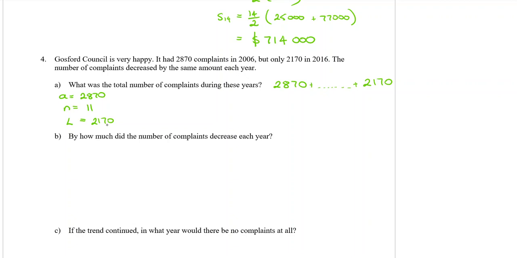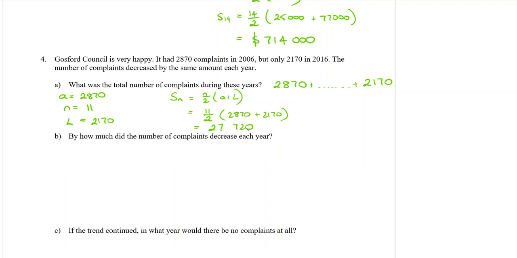Okay, so we actually have enough information there to use our sum formula given the first and the last term. Okay, we don't know D. That's okay, we don't need D for that formula. So let's put it in. There is 11 terms, and we have 2870 plus 2170. And that means there was 27,720 complaints in 11 years. Yikes.